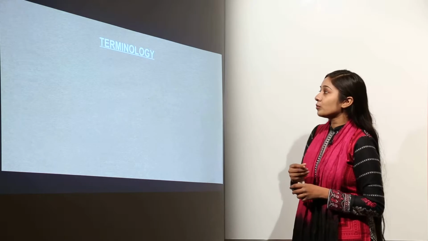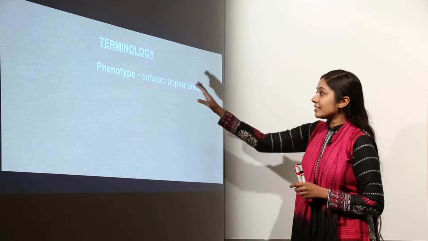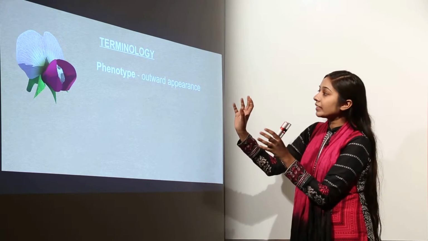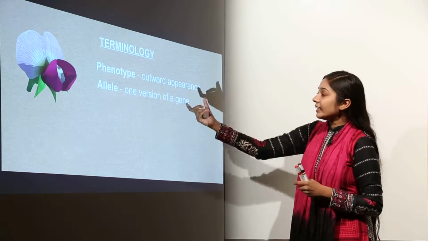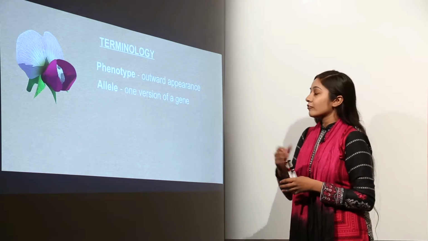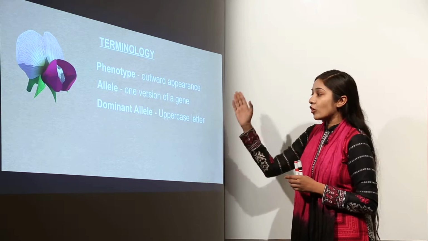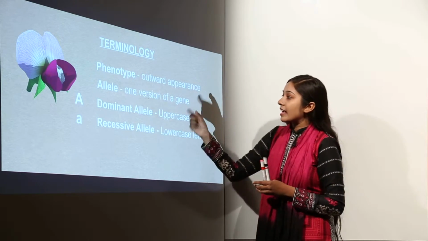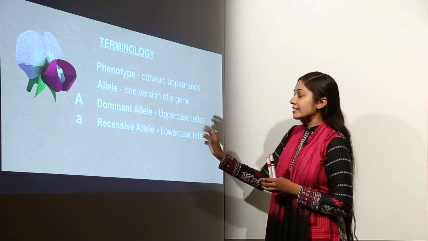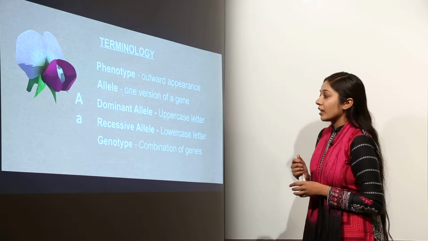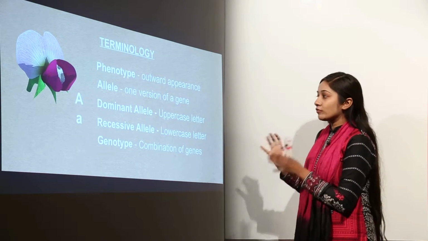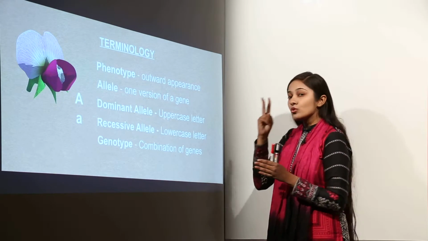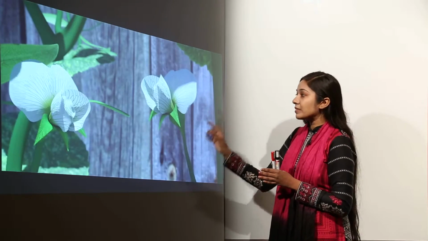When we talk about the word phenotype, it means the outward appearance. For example, the flower is purple in color, so phenotype is purple color. Allele is one version of a gene. For example, we have 2 types of alleles. We have dominant alleles and recessive alleles. Dominant is written as a capital letter, uppercase letter, and recessive as a small letter, lowercase letter. And genotype is a combination of genes, meaning you have to write both of them, capital A and small a, because we have 2 copies of each gene, so genotype is the copies.